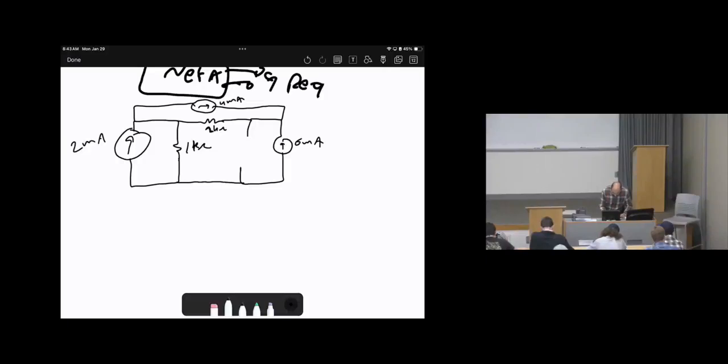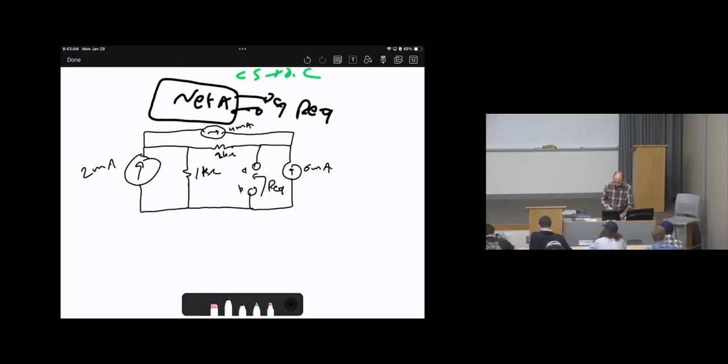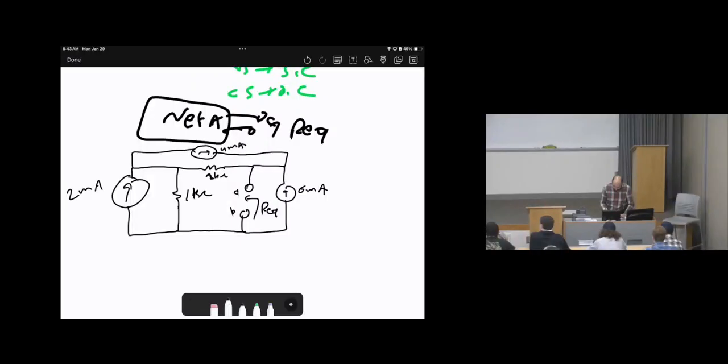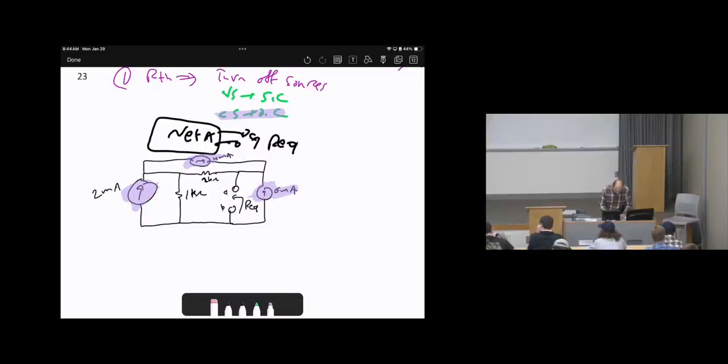Then the terminals of network A and network B are labeled A and B, and we need to calculate R equivalent here, but we need to turn off the sources. As we mentioned, any current source will be open circuit, any voltage source will be short circuit. Here we have a current source, a current source, and a current source, but there are no voltage sources, right? So these current sources will be replaced by open circuits. Basically, I will erase them and keep them as open circuits.